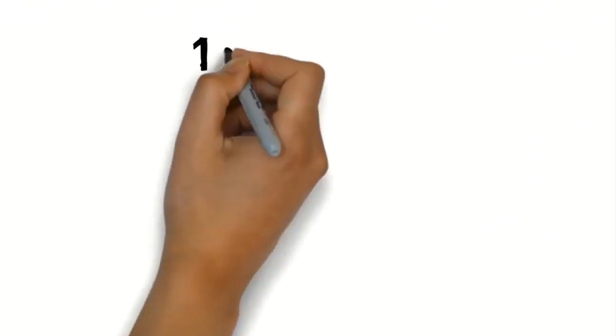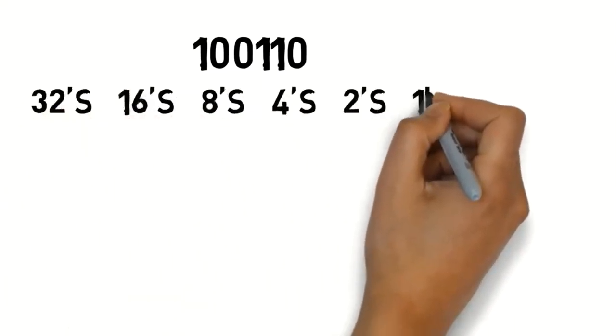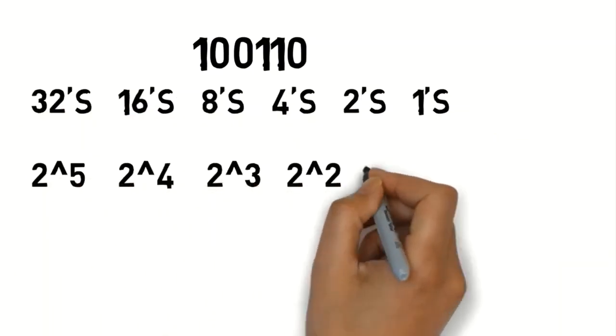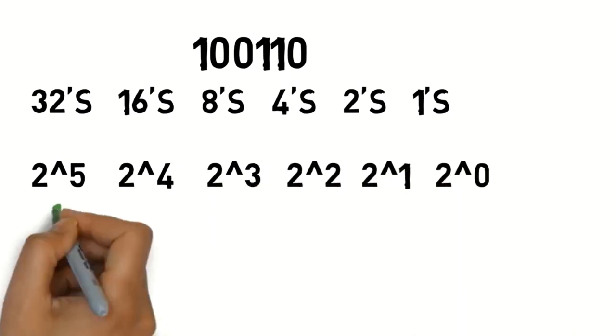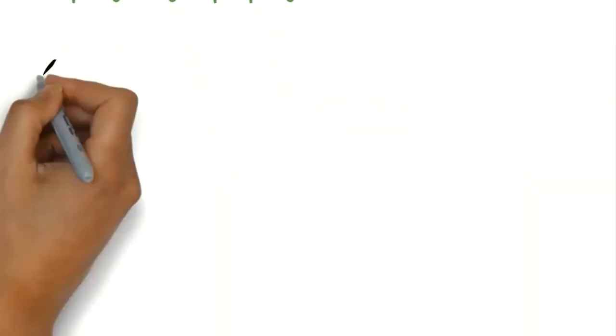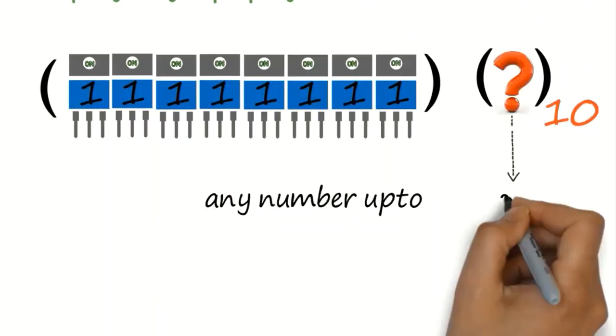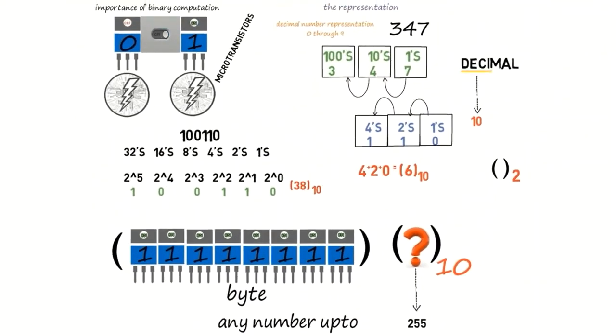Let's take the binary number 100110. We can convert it to decimal in the same way. We have 1 times 32, 0 times 16, 0 times 8, 1 times 4, 1 times 2, and 0 times 1, which all adds up to 38 in base 10. Any number up to 255 is known as a byte. It uses 8 transistors, 8 bits we can say.